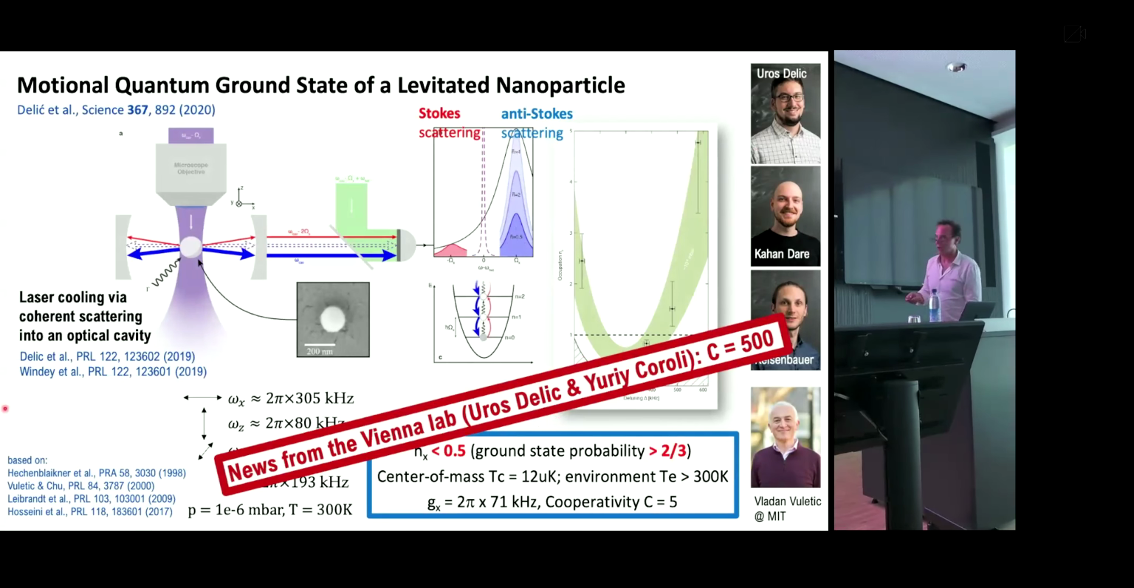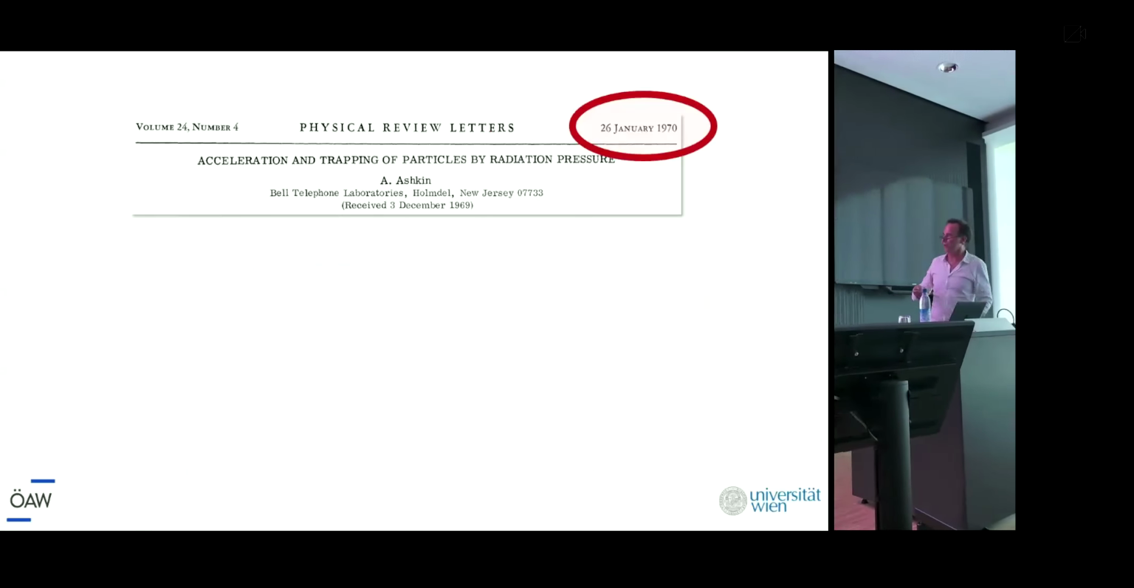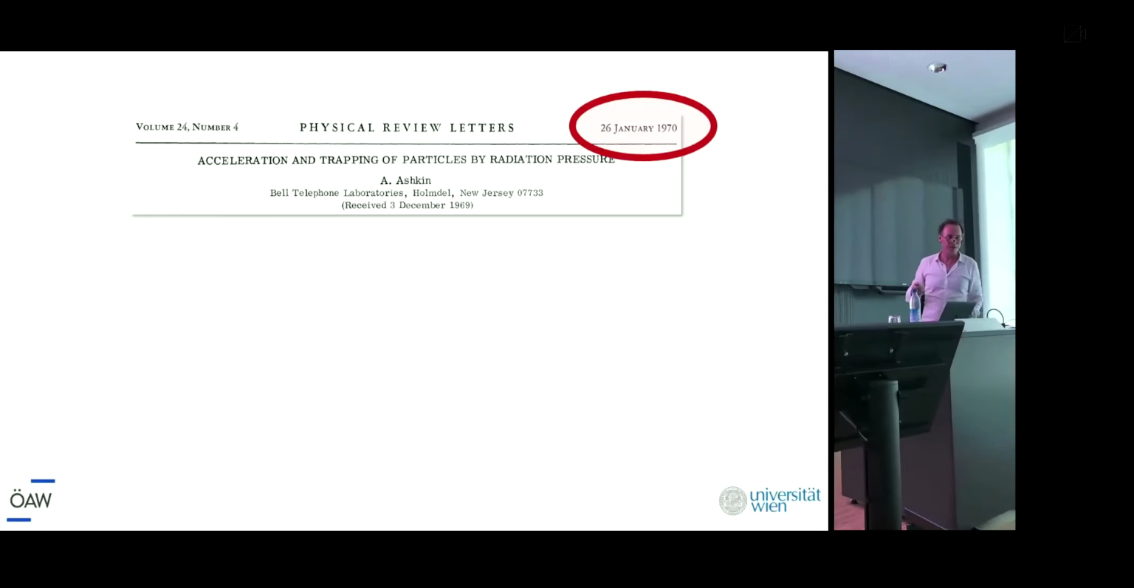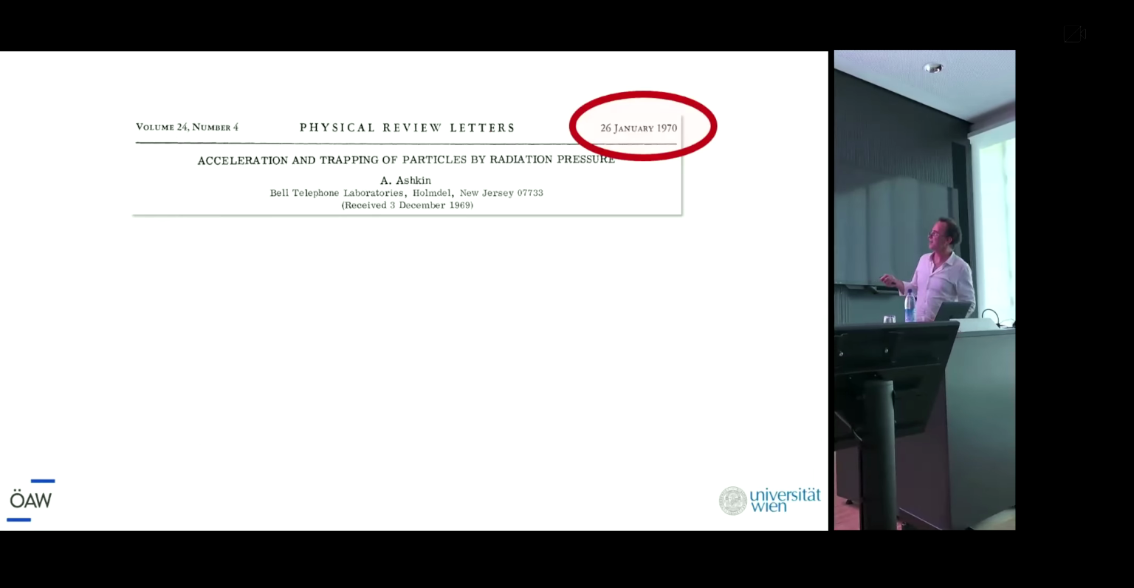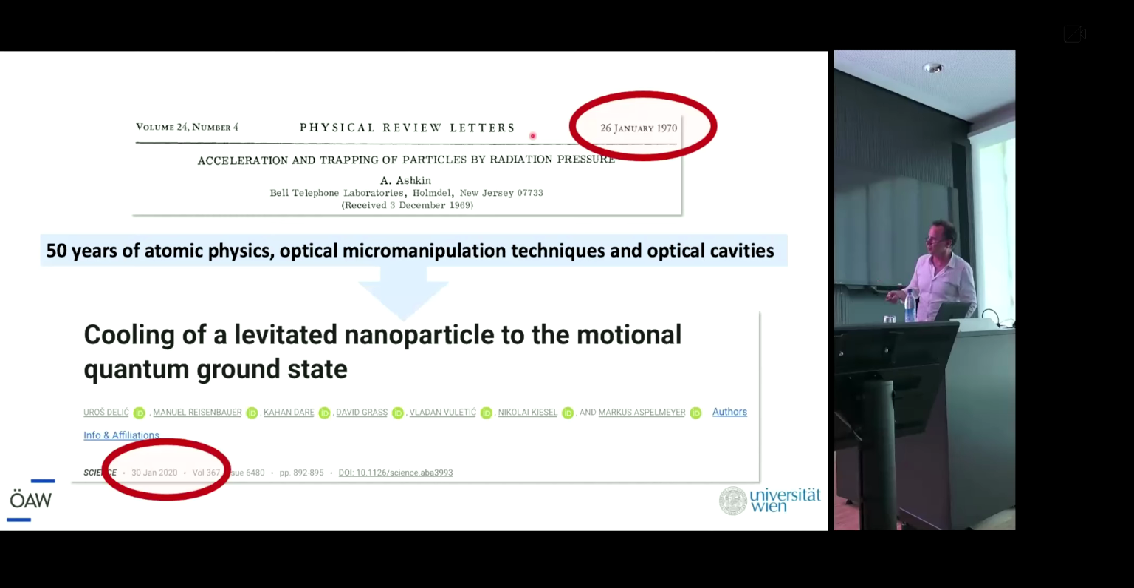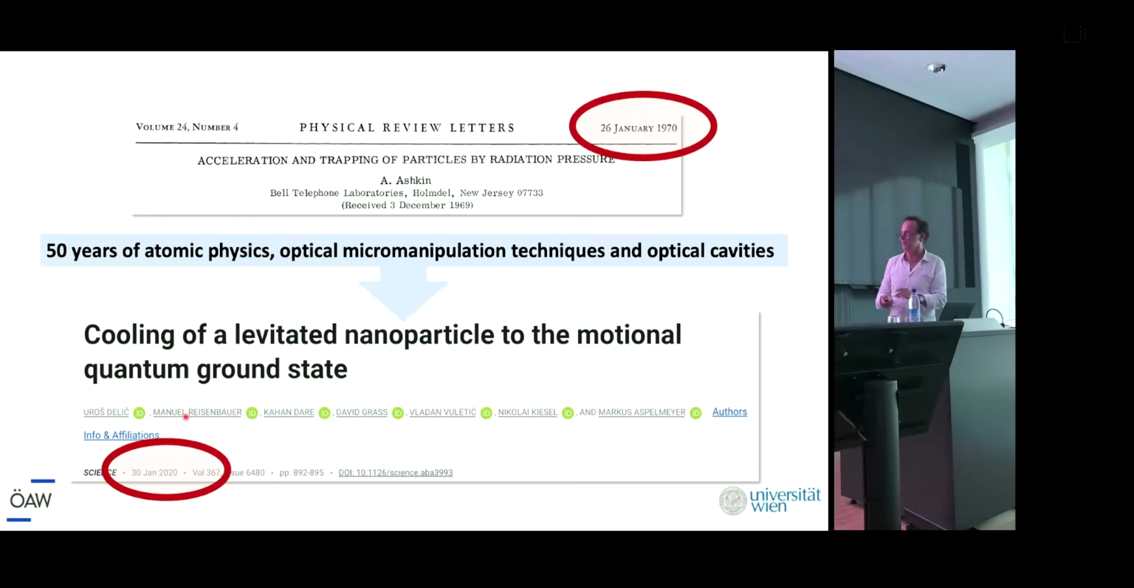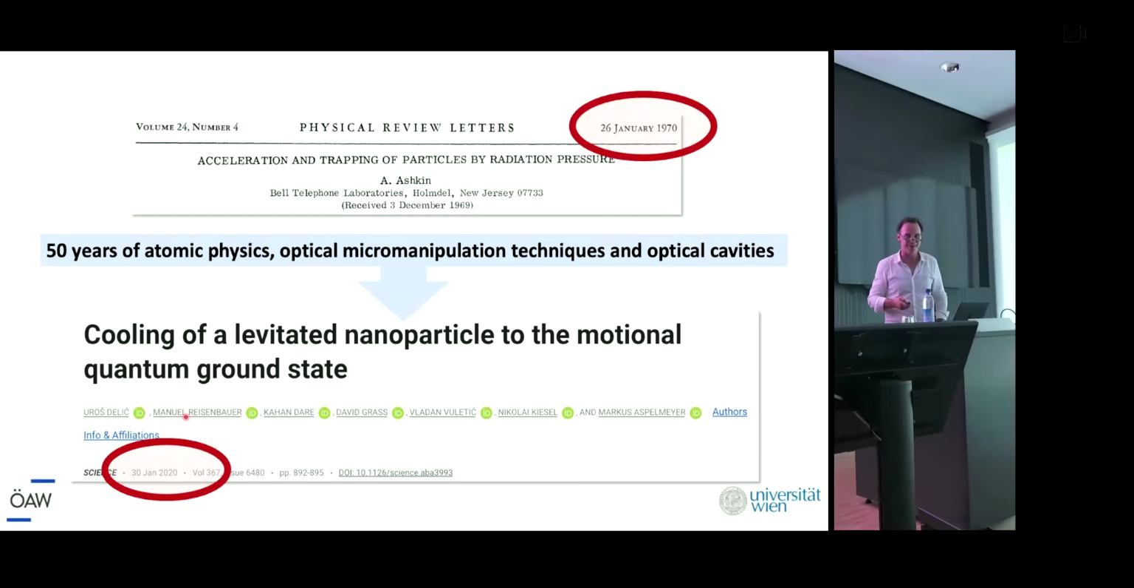One last mention, because we only noticed it afterwards. The Ashkin paper appeared on January 26, 1970, and we later found out that our paper on ground state cooling appeared almost to the date, exactly 50 years later. We only missed 4 days. But we only found out later, unfortunately.